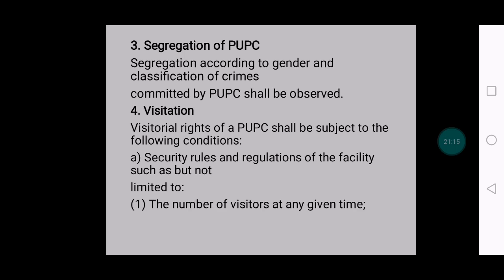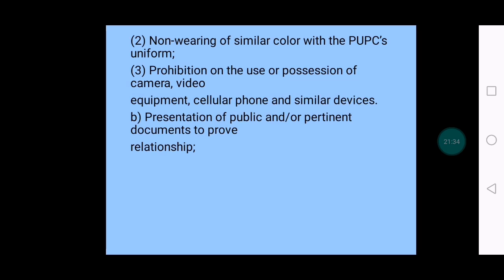Number 4 is visitation. Visitorial rights of a PUPC shall be subject to the following conditions: security rules and regulations of the facility, such as, but not limited to: Number 1 is the number of visitors at any given time. Non-wearing of similar color with the PUPC's uniform. Prohibition on the use or possession of camera, video equipment, cellular phone, and similar devices. Presentation of public and or pertinent document to prove relationships.